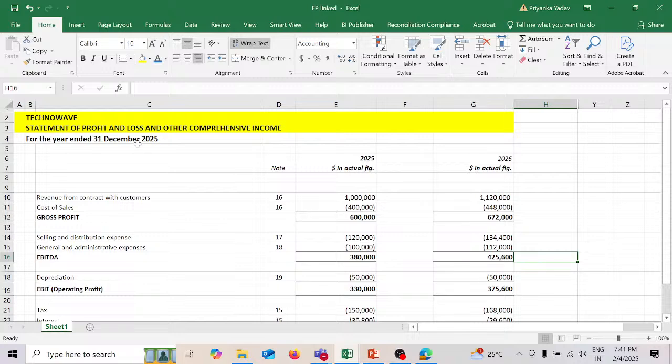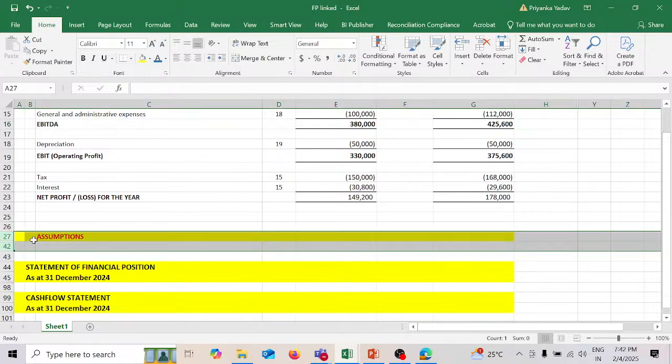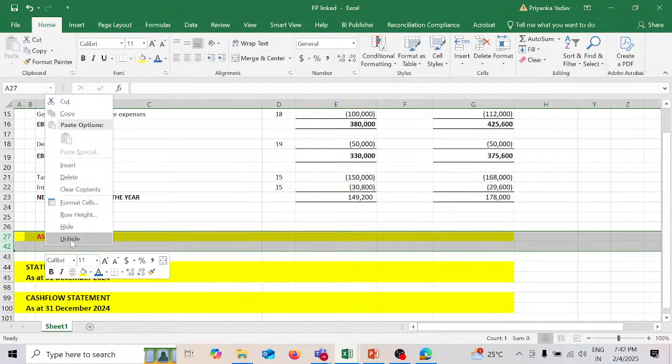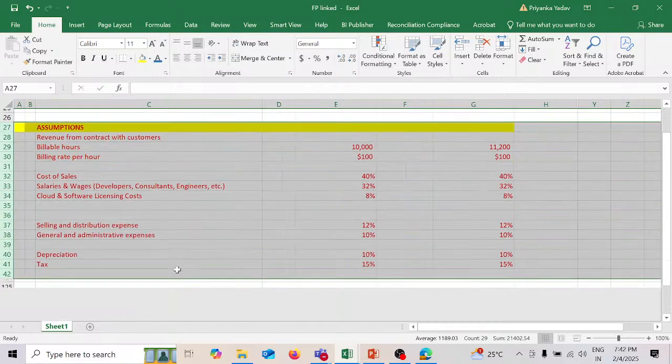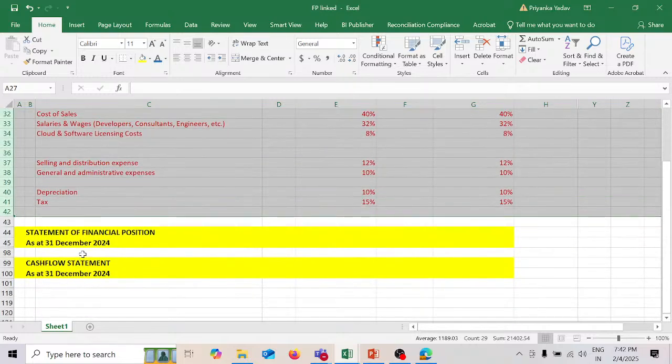I've already opened up the profit and loss, the income statement, for you. Assumptions are over here. If we need to see them and want to calculate, we can just unhide and you'll get the assumptions. Similarly, we can go on calculating the balance sheet and cash flow.